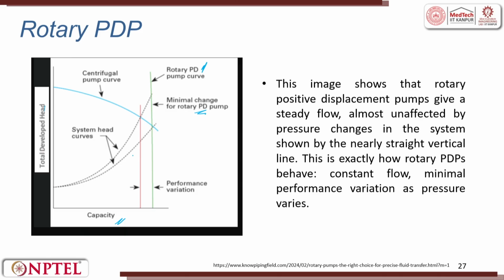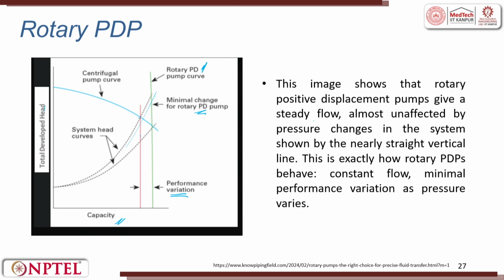This is a change. And then here is a performance variation which can happen because of this change in the rotary. The system pressure head changes when we try to change the performance curve, right. This image shows that the rotary positive pump gives a steady flow. There is a small variation, almost unaffected by the pressure change in the system.